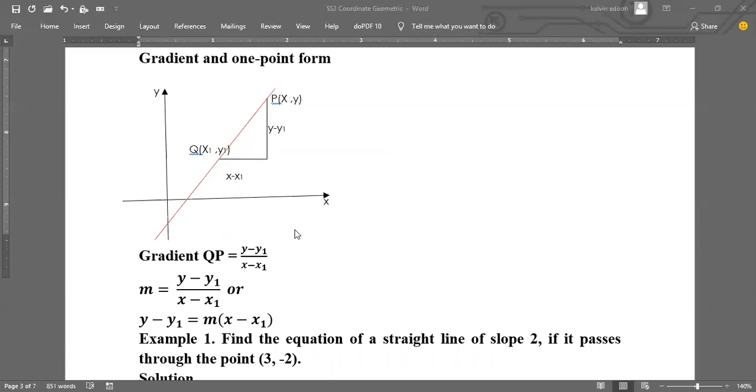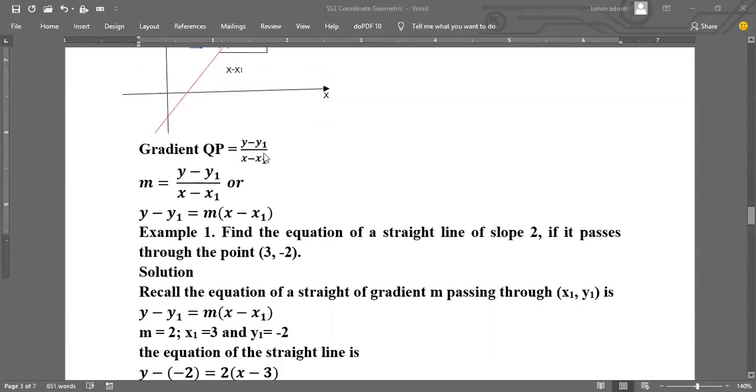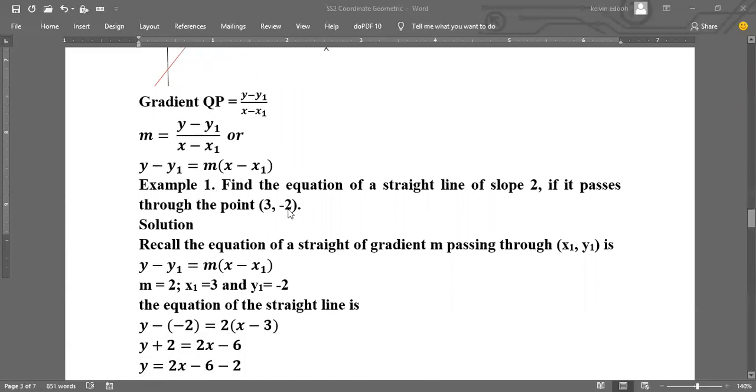If you calculate the slope, this will be the change in y over the change in x. Remember, this point is x1, y1, and here is x2, y2. So the change in y will be y minus y1 and the change in x will be x minus x1. So the gradient will be y minus y1 over x minus x1. If you simplify this, you can arrange it like this, which is the same thing. I can decide to leave it like this or like this.